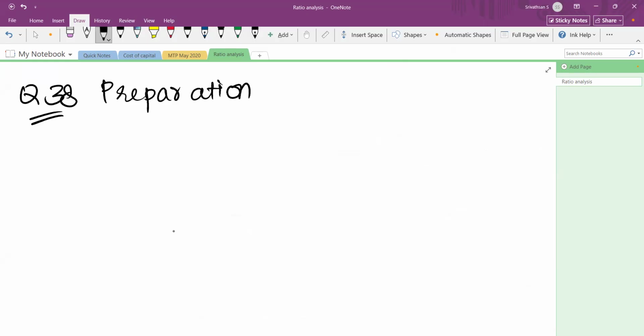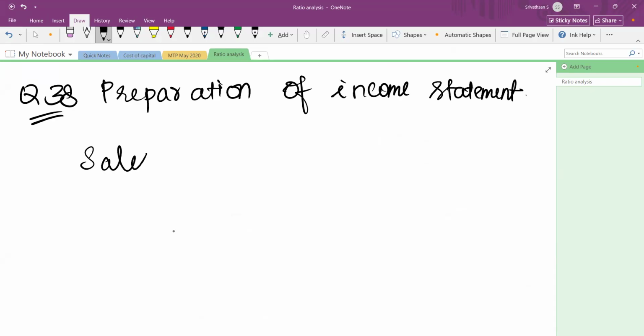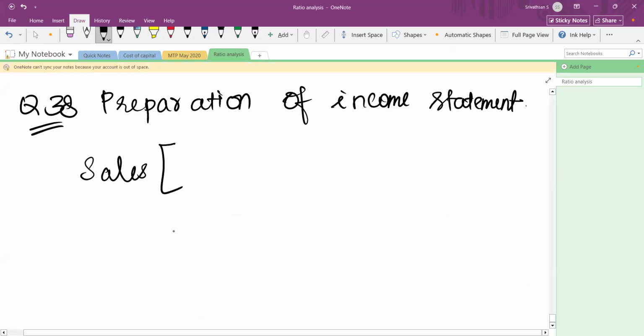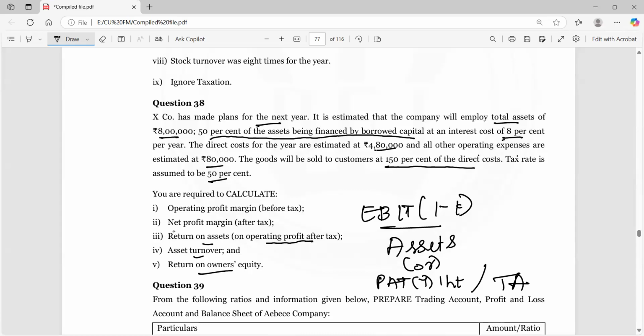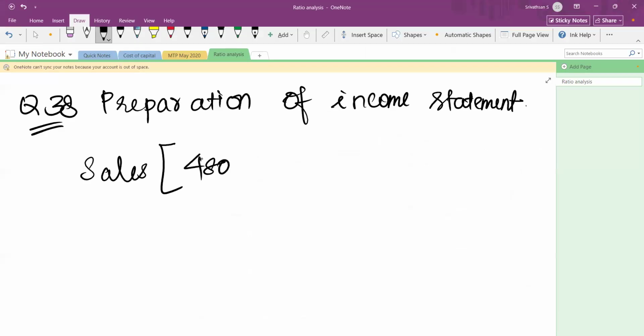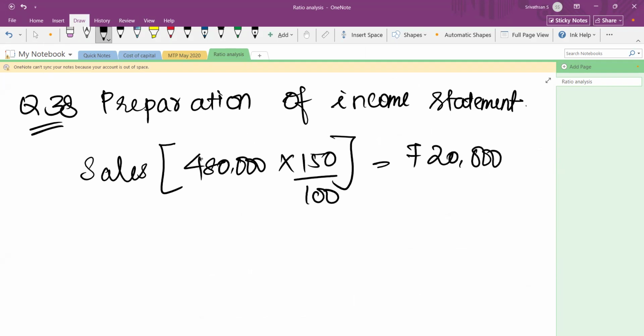Preparation of income statement. The first, sales. What is the amount of sales? Not directly given. Sales is 150% of direct cost. So 4,80,000 into 150%. How much do you get? 7,20,000. From sales, what do you need to subtract?